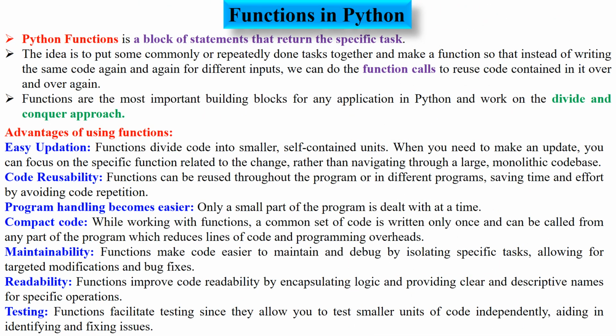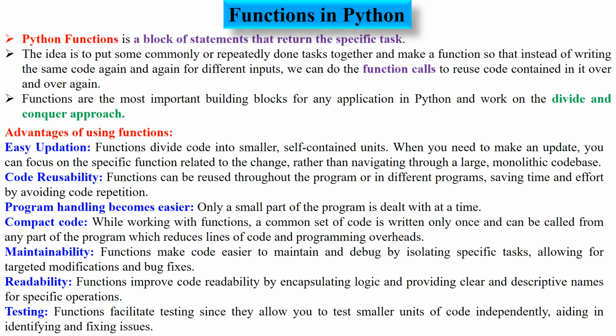A Python function is a block of statements that performs a specific task. The idea is to put some commonly or repeatedly done tasks together and make a function so that instead of writing the same code again and again for different inputs, we can do the function calls to reuse code contained in it over and over again. Functions are the most important building blocks for any application in Python and work on the divide and conquer approach.